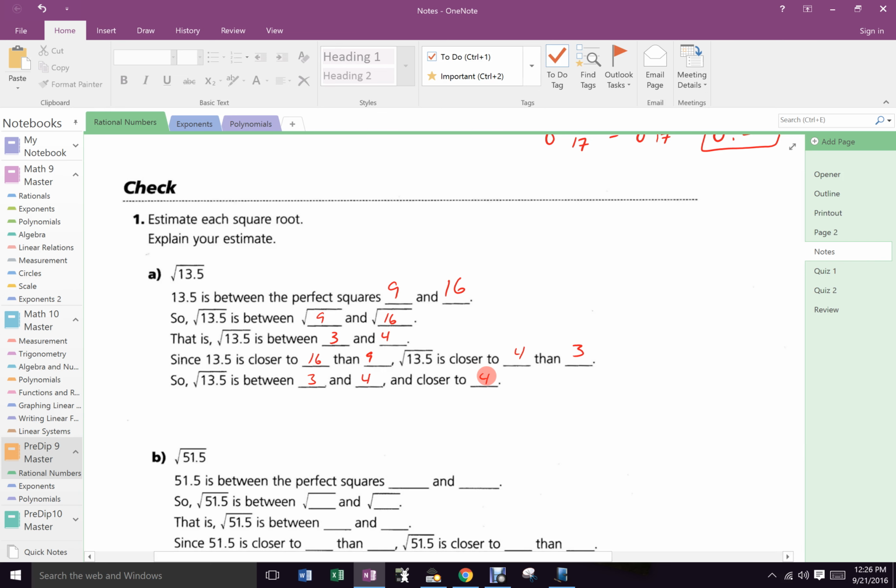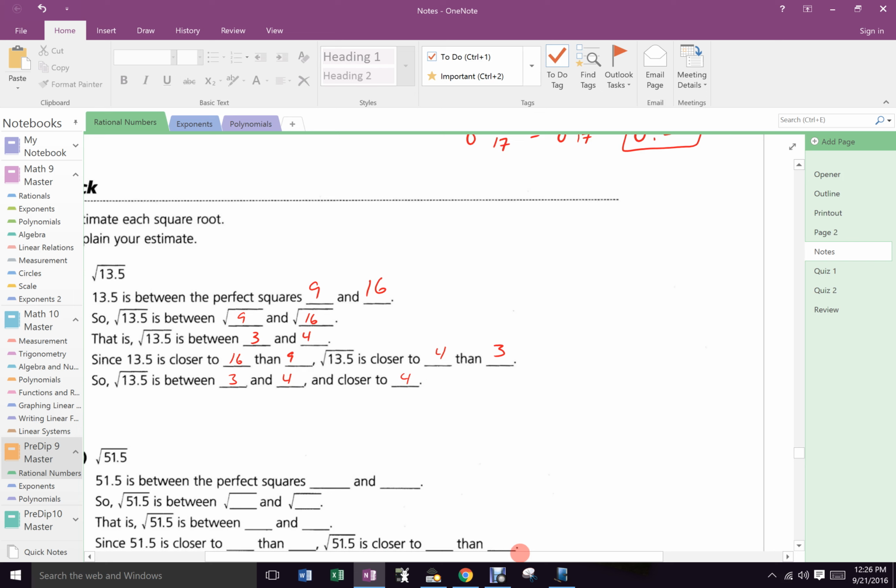Yes. Excellent. What do I want from you guys? I expect you guys to be able to explain that 9 to 16 is 7 steps. I expect you to be able to say that 13.5 is 4.5 steps past 9.